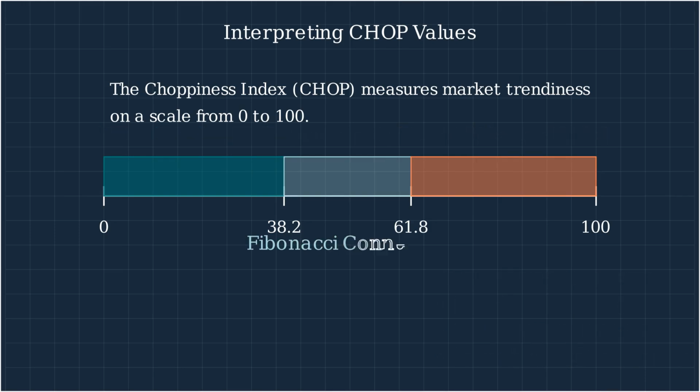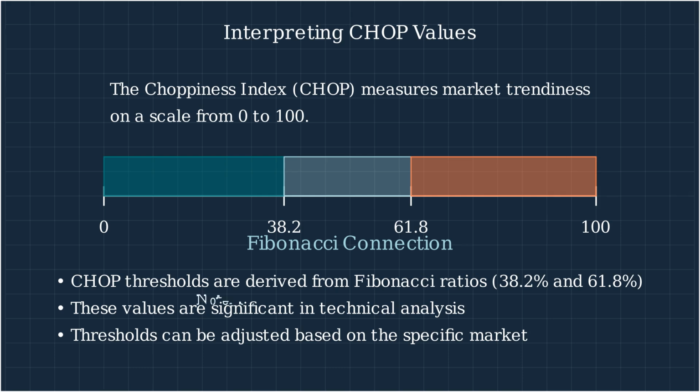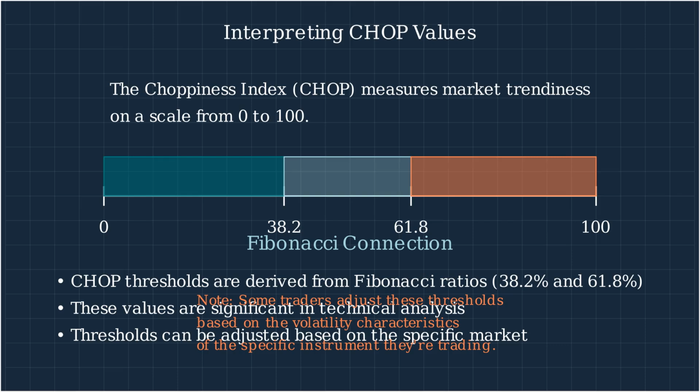These threshold values, 38.2 and 61.8, are derived from Fibonacci ratios, which are significant in technical analysis. It's worth noting that these thresholds can be adjusted based on the specific market being analyzed. Some traders adjust these thresholds based on the volatility characteristics of the specific instrument they're trading. More volatile markets may require different threshold settings.